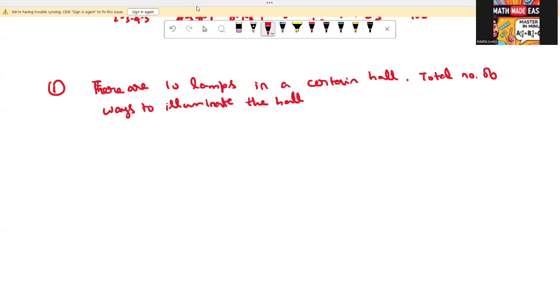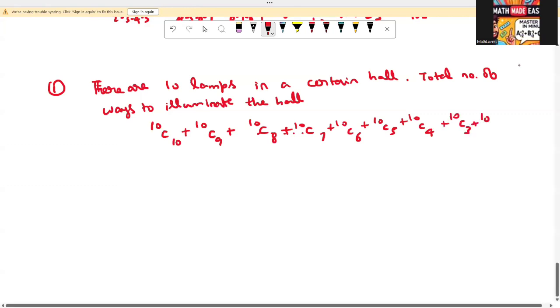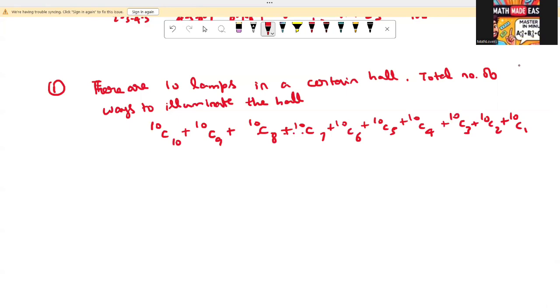Okay, so here you can clearly understand. Either you can turn on all the 10 lamps, or you might turn on 9 of them or 8 of them, and so on. If I turn on all the 10 lamps, it's 10C10. If I switch on 9 of them, it's 10C9, and so on. So I can write 10C8, 10C7, 10C6, 10C5, 10C4, 10C3, 10C2, 10C1. If I don't turn on any lamp, the hall will not get illuminated.